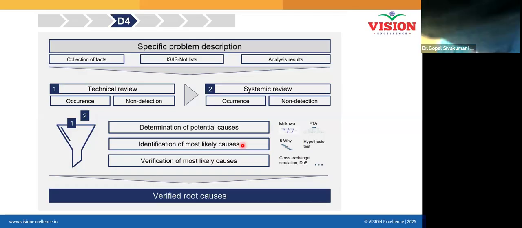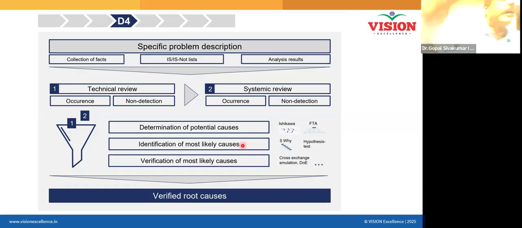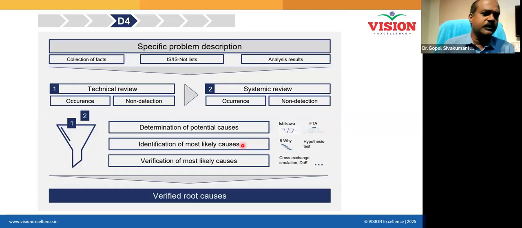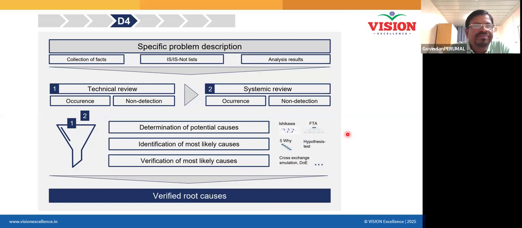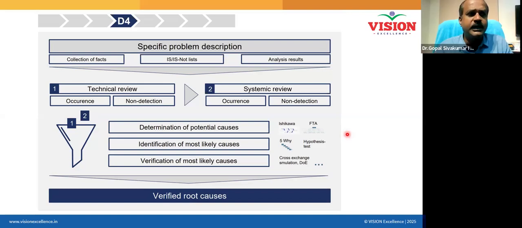You don't have to do the calculations manually, but we'll find a way. How can we actually calculate it with some software? That we will try. So the root cause idea is clear. If this idea is in your background, you can use any of the tools.